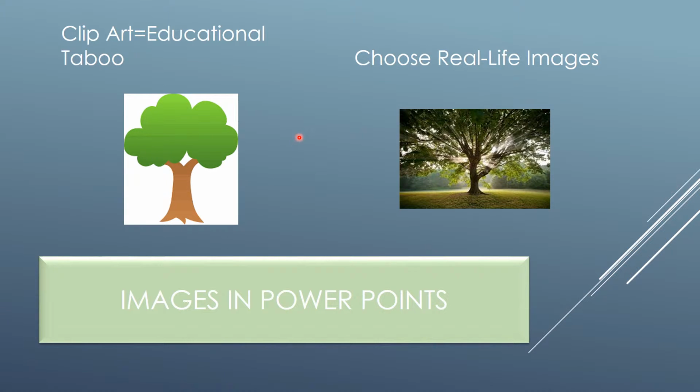So if you're incorporating images, it's always best to choose real life images, depending on what you're talking about. Obviously with diagrams of the anatomy and the heart, you're going to need the clip art, but in other situations, it's best to use real life images.